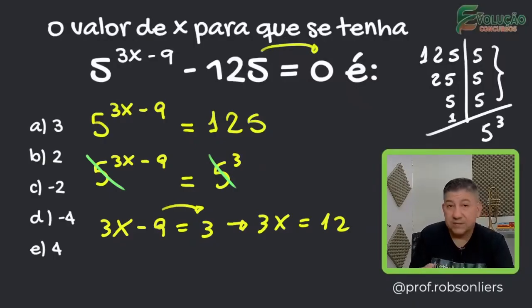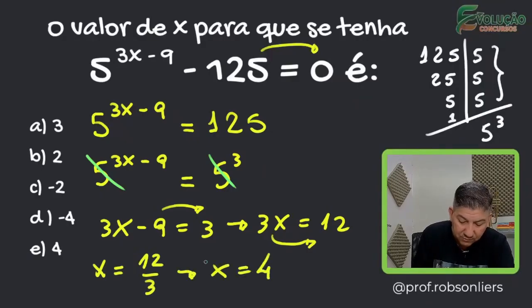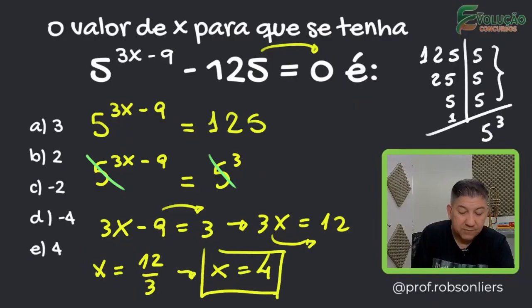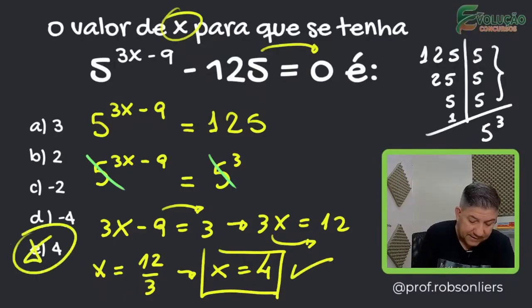3x, that means the 3 is multiplying the x, so we move it to the other side. Using the inverse operation, which is division, x will be equal to 12 divided by 3. Solving this division, we conclude that x equals 4. Exactly what the problem was asking for. The value of x so that 5 raised to the power of 3x minus 9, minus 125 equals 0, is when x is 4. Whoever chose this letter got it right.